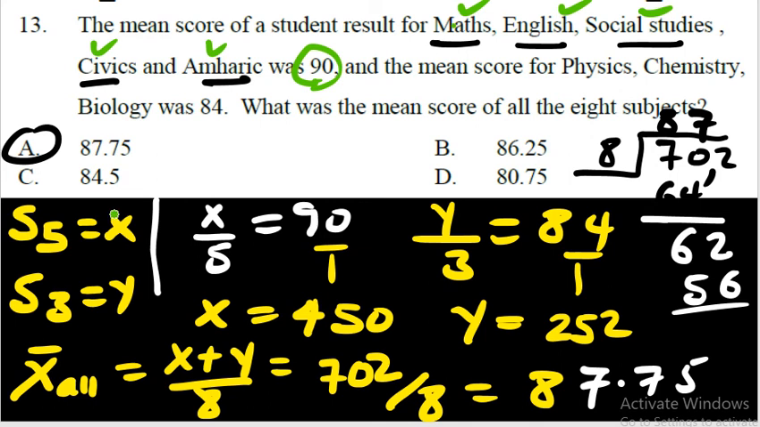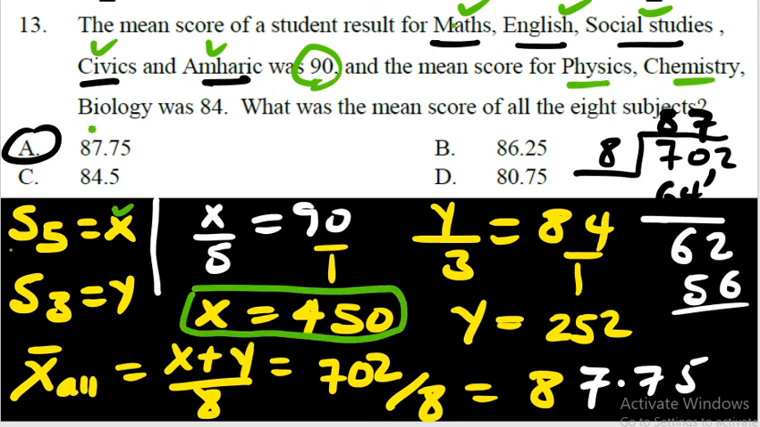Let's say x, I said here. By letting sum of 5 be x, that means x divided by 5 is given to you as 90. By crisscross, I got the x value as you see here. Second step, the 3 subjects, physics, chemistry, and biology, the average is given to you as 84. That means let's say sum of 3 will be y. That means the sum of 3 divided by 3 will be 84. By crisscross, I got the y value.